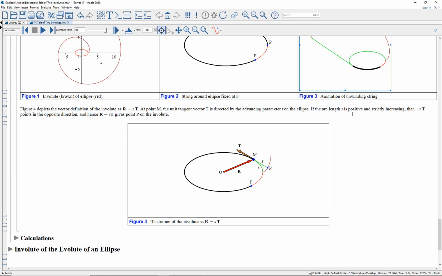So if the arc length is positive and strictly increasing, then minus ST will point not this direction where the gold vector T is drawn, but minus ST will point in the opposite direction, and it will point down here to point P, the tracing point for the involute. That's why R minus ST. R, not plus, but plus the negative ST points down here.